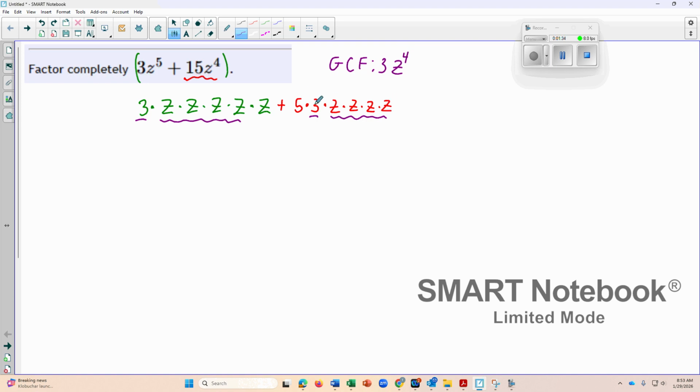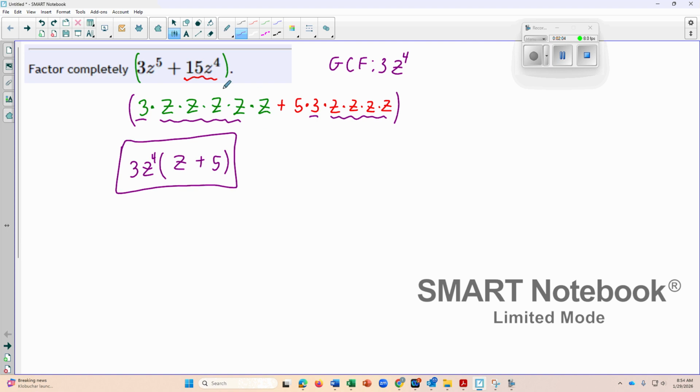And so that's exactly what we're going to factor out of this. We're going to factor out the 3z multiplied together 4 times, or raised to the power of 4. And what's going to be left inside the parentheses is what's not underlined, which would be a z in the front, and then plus, looks like just 5 right there. And that is our answer. That's the answer there. Now, that was a pretty detailed explanation.